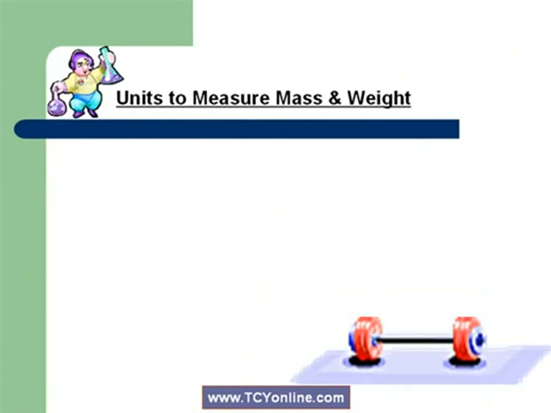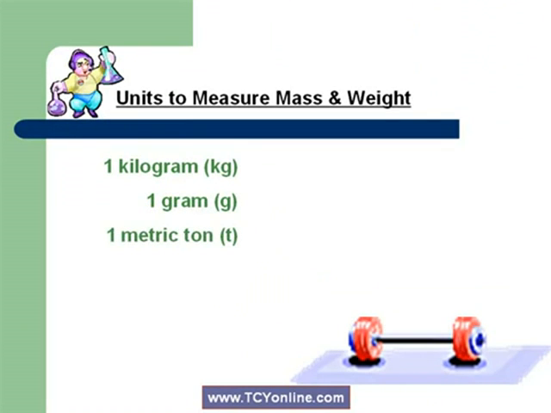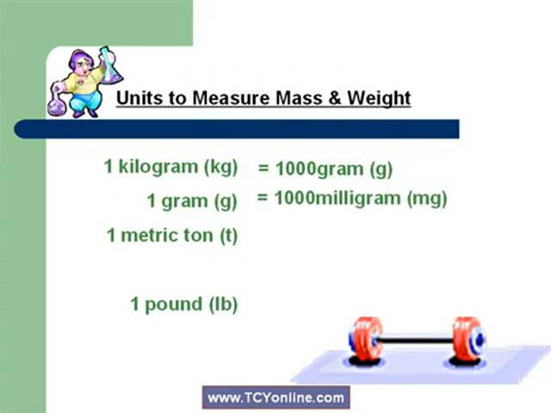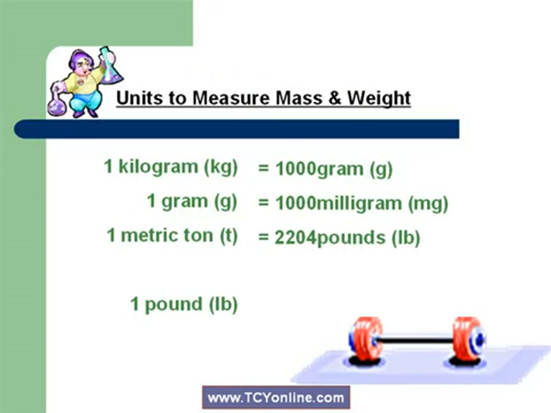Now let's look at the units which are used to measure mass and weight. First is kilogram, then grams, then metric ton and then pound. We know that 1 kilogram is equal to 1000 grams, and 1 gram is equal to 1000 milligrams. And 1 metric ton is equal to 2204 pounds.